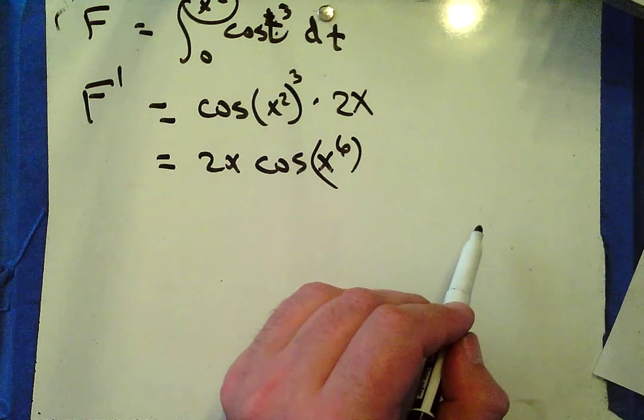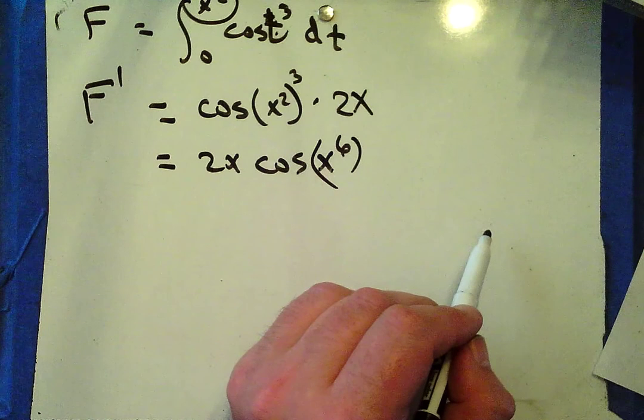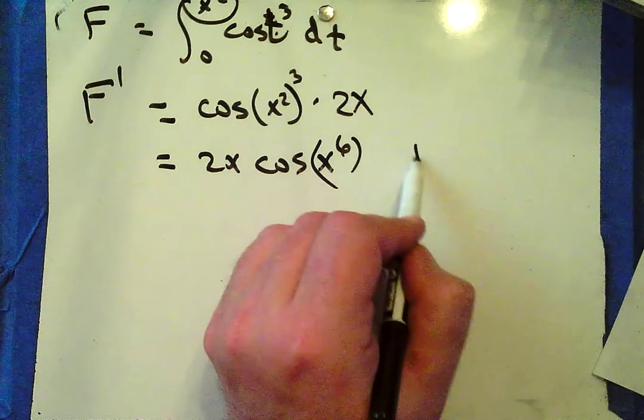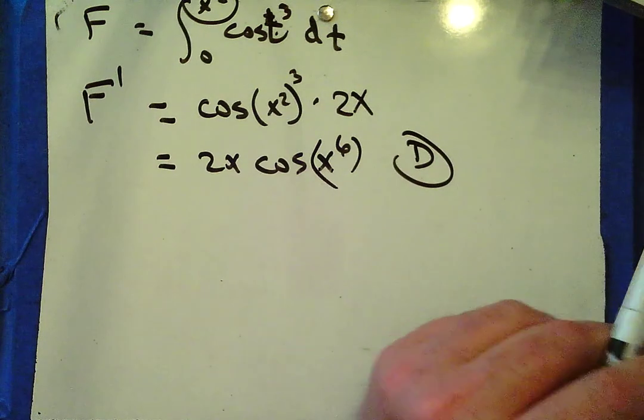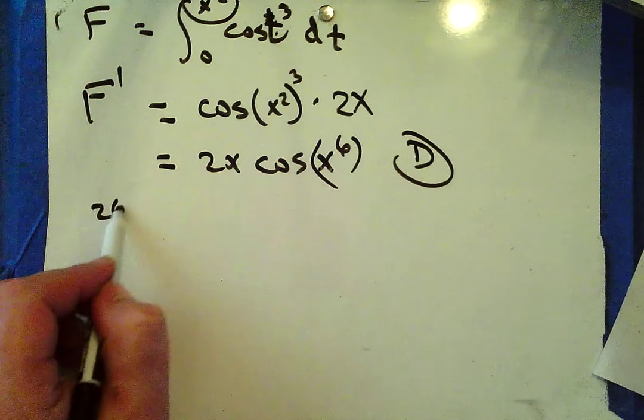When I raise a power to a power, I multiply them. There's no plus c here. Don't stick a plus c on this. 2x cosine x to the sixth. That's choice D. Choice D for number 25. Okay, 26.